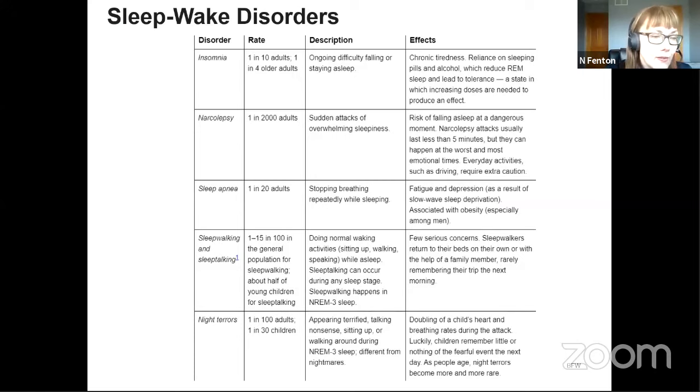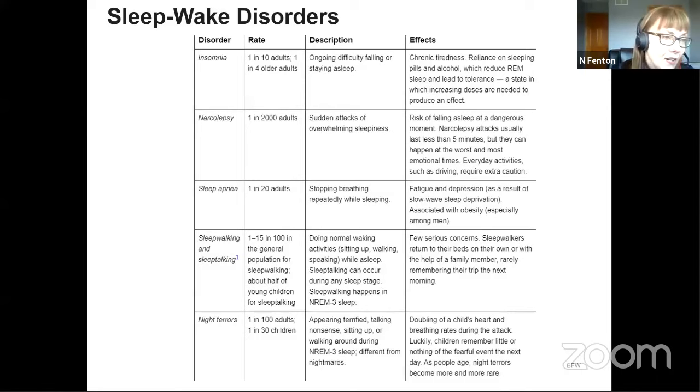This is just a quick overview of the sleep-wake disorders. Insomnia is probably the most prevalent. And when you hear the word prevalence, that's how widespread or common a condition is. Some sleep disorders are rare and others are more common. In this diagram it's referred to as rate, but it's the same as saying prevalence, like how prevalent this condition is in the population.